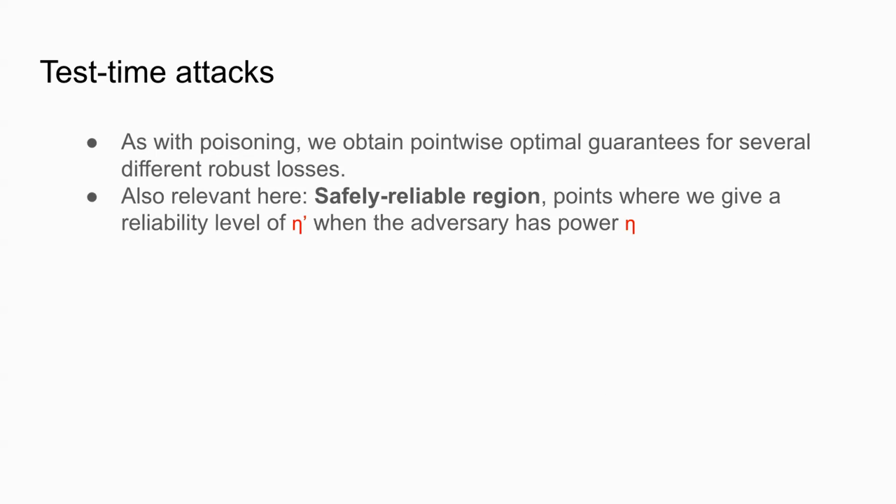Another interesting notion that's relevant in the test time attacks specifically is a safely reliable region. So these are the points where we give a reliability level of eta prime when the adversary has power eta. So this depends on both eta and eta prime. So the adversary, by using its radius of corruption eta, forces us to reduce our confidence to eta prime. So what are the points where we'll still be able to give at least an eta prime guarantee?